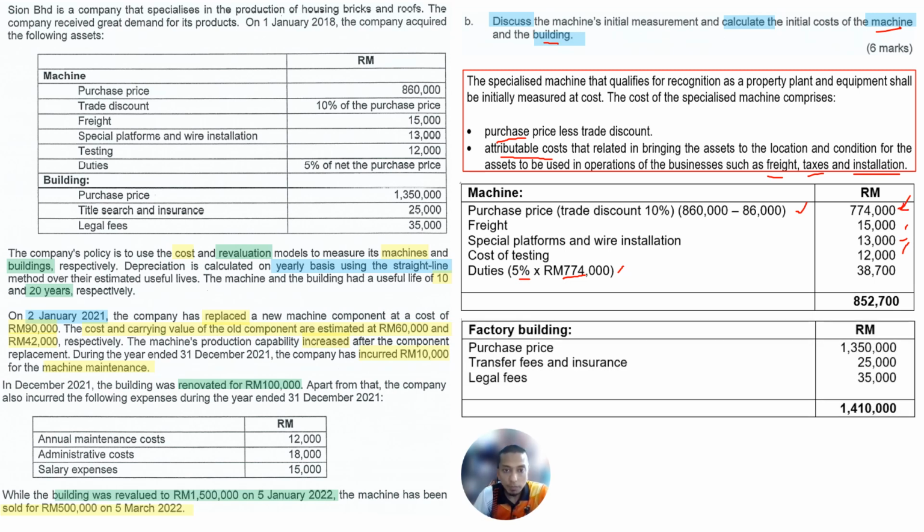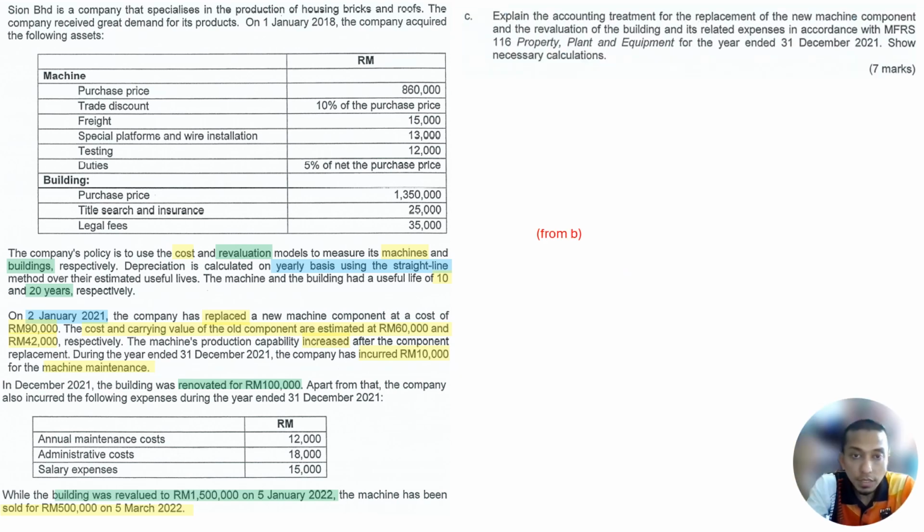So with the building, total up everything. So no trick on this part. There shouldn't be any problem on this part. So we just proceed on C. Explain the accounting treatment for the replacement of new machine component and revaluation.